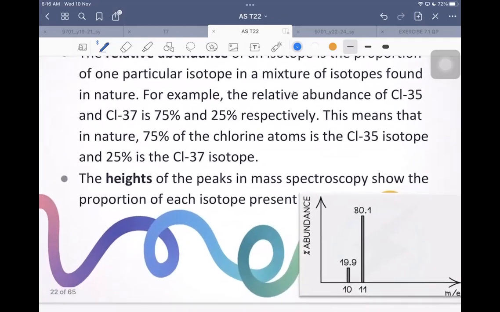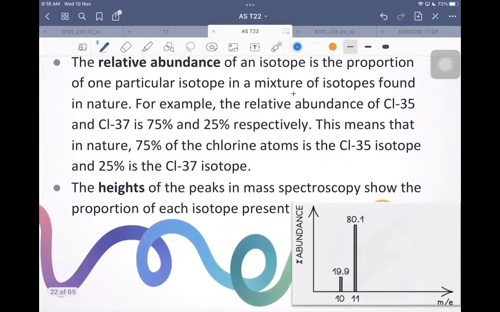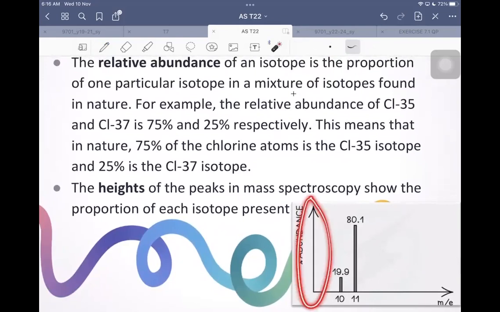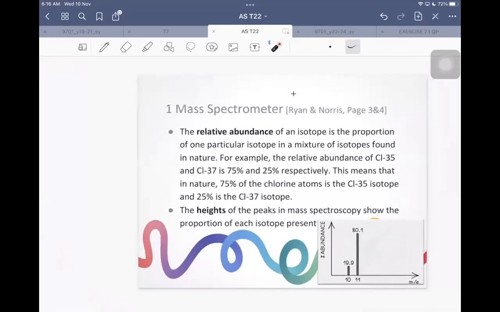Now, the relative abundance is your y-axis in a mass spectrum. So you can see that here is the percentage abundance, and the height of each signal represents the percentage abundance. And as mentioned earlier, the m/e is the mass to charge ratio. Usually the charge is just +1. I'll talk about that after this.